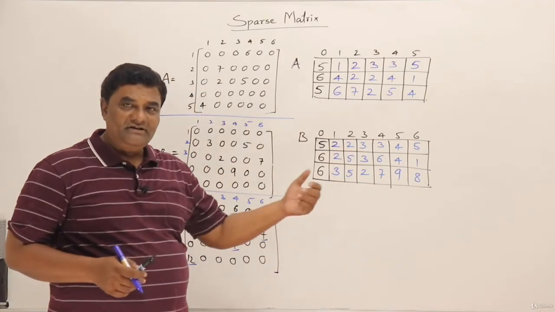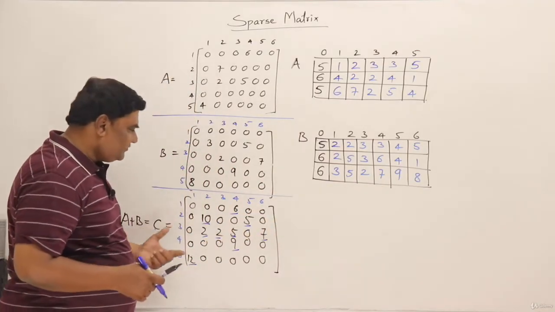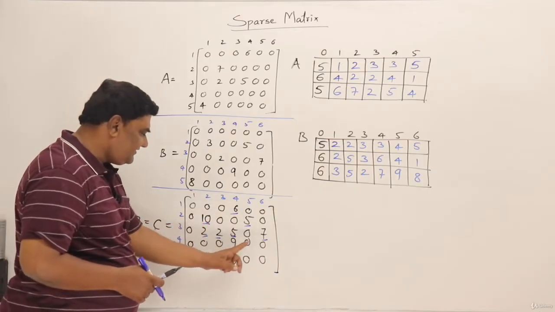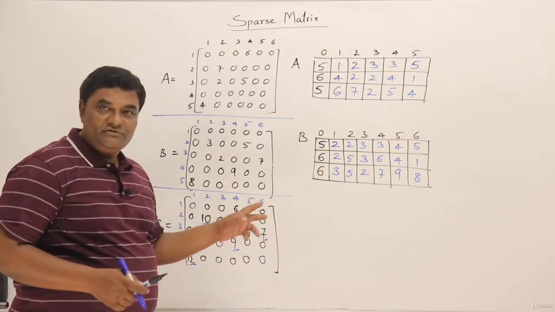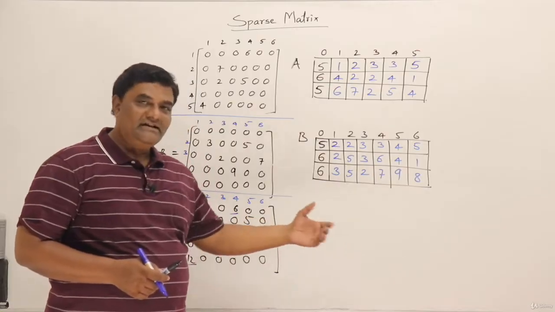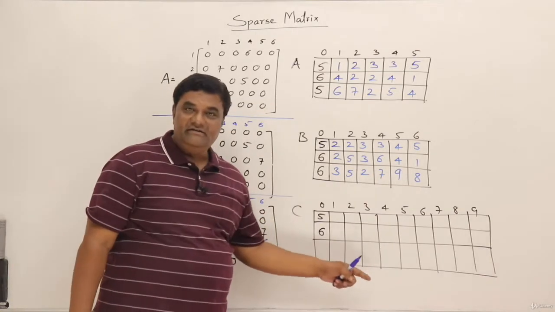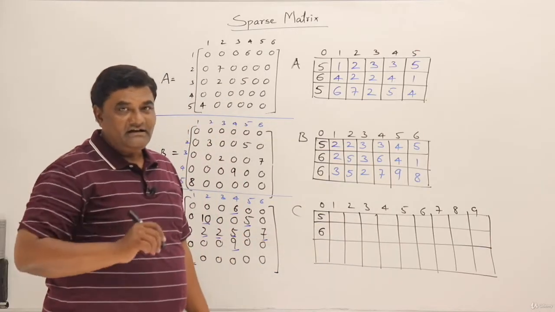So I should have space for 11. But I will not take 11. We know very well. Answer we know. So how many non-zero elements are there? 1, 2, 3, 4, 5, 6, 7, 8, 9. So 9 is the size. So I will take the size 9. Then I will add it from here. I have an array ready here. Now let us start adding them.